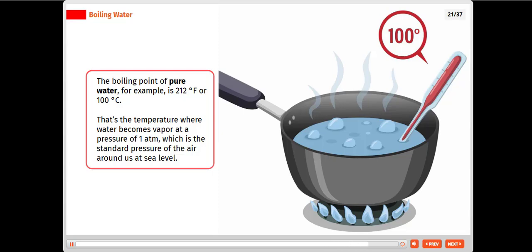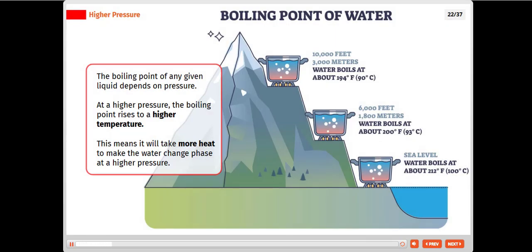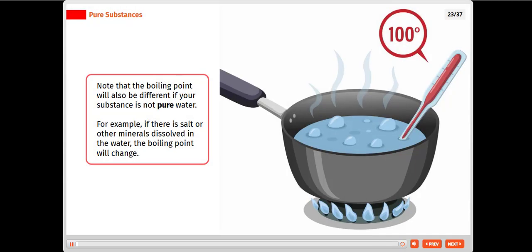The boiling point of any given liquid depends on pressure. At a higher pressure, the boiling point rises to a higher temperature. This means it will take more heat to make the water change phase at a higher pressure. Note that the boiling point will also be different if your substance is not pure water. For example, if there is salt or other minerals dissolved in the water, the boiling point will change.